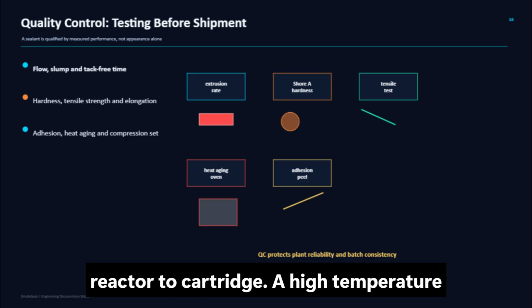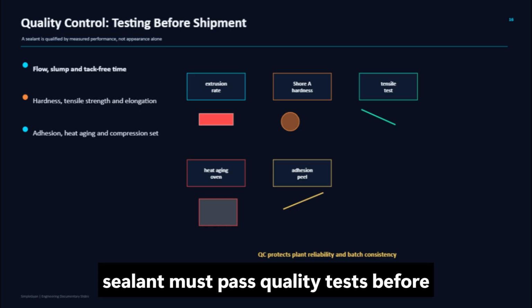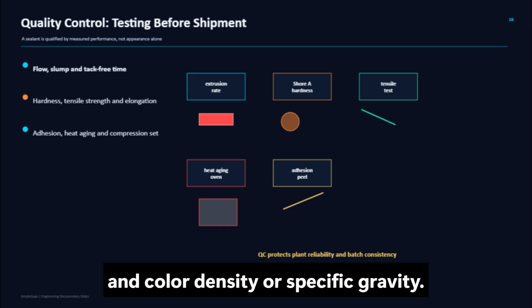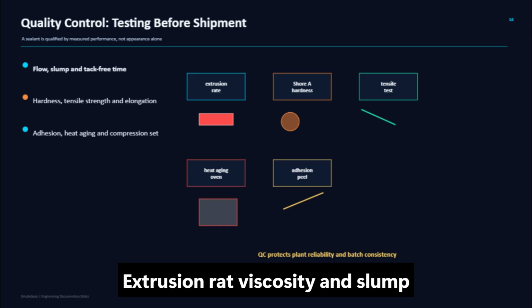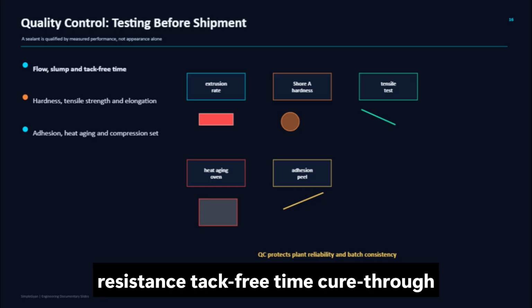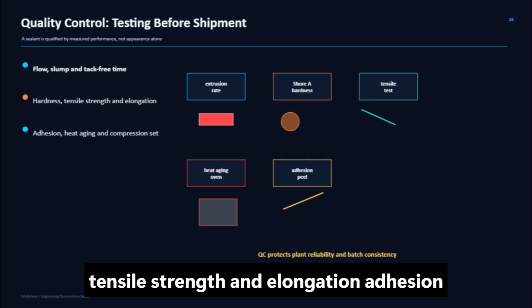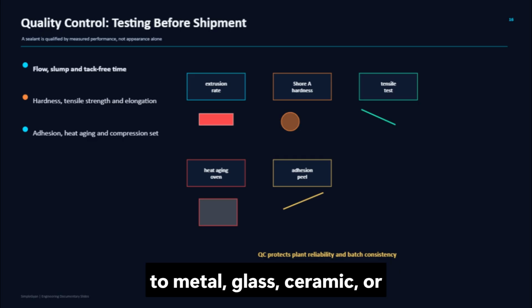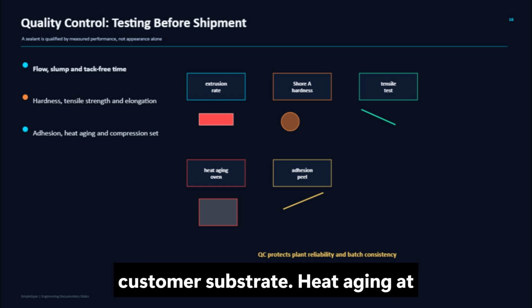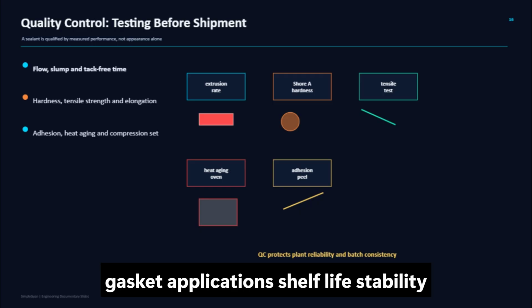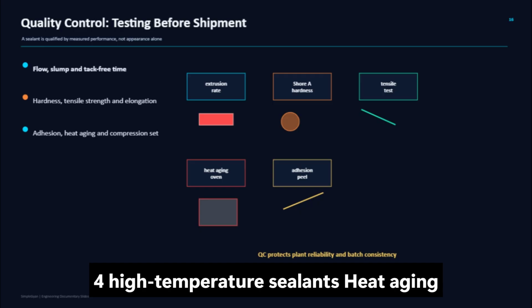A high-temperature sealant must pass quality tests before shipment. Common tests include appearance and color, density or specific gravity, extrusion rate, viscosity and slump resistance, tack-free time, cure through depth, hardness, often Shore A, tensile strength and elongation, adhesion to metal, glass, ceramic, or customer substrate, heat aging at defined temperature, compression set for gasket applications, shelf life stability.